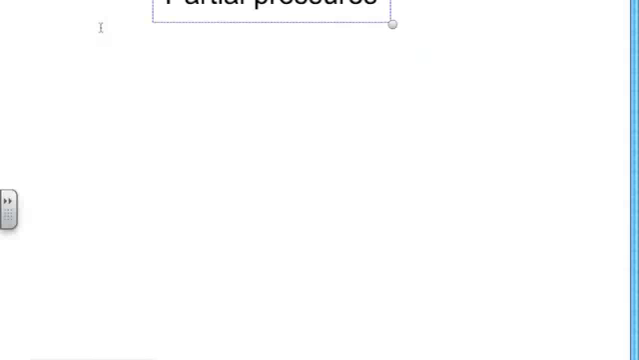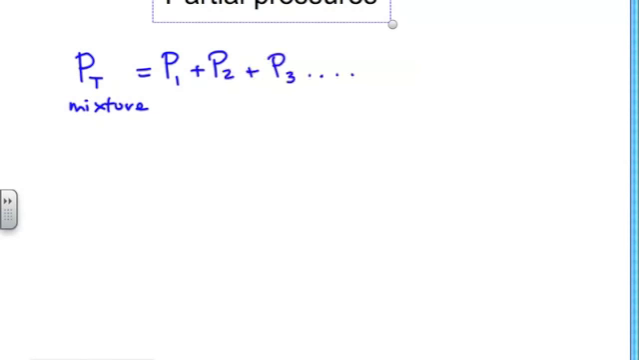Alright, so now I'm just going to talk to you about partial pressures. Basically, this just refers to the pressure that individual types of gases exert when in a mixture of gases. So very simply, if you have the total pressure of a mixture of gases, that pressure should equal the pressure exerted by one gas plus the pressure exerted by the second gas plus the pressure exerted by another gas, and so on.